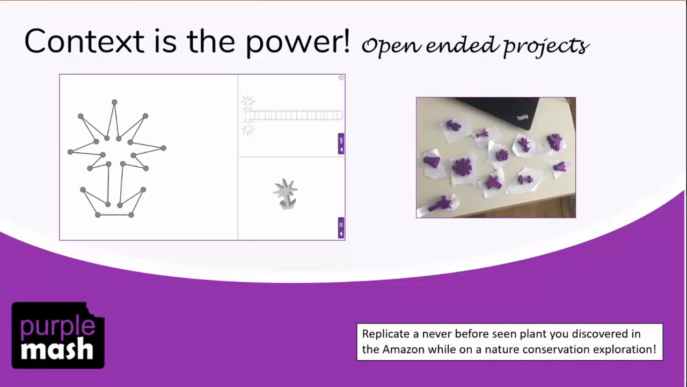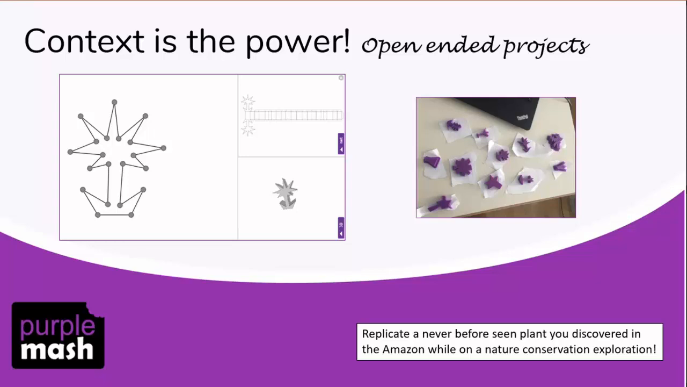But here's where the real power comes in, the context. So I'd like to show you a few examples of different open-ended projects that some schools have completed using 2Design and Make. The first example here is a Year 1 class, and they're learning about rainforests.